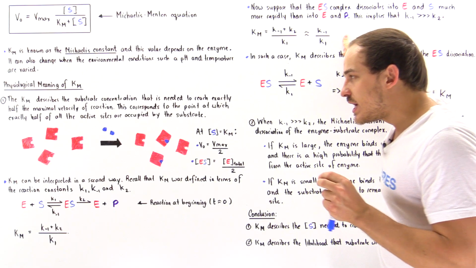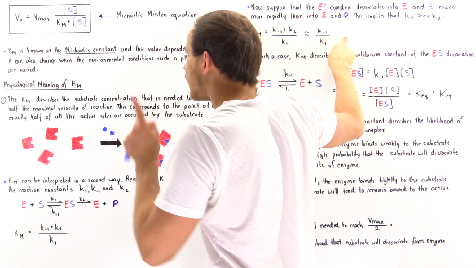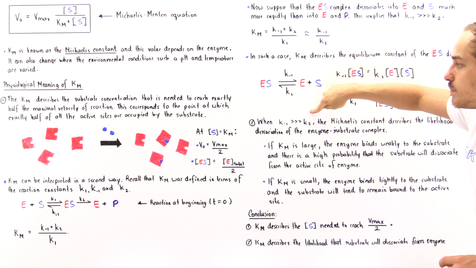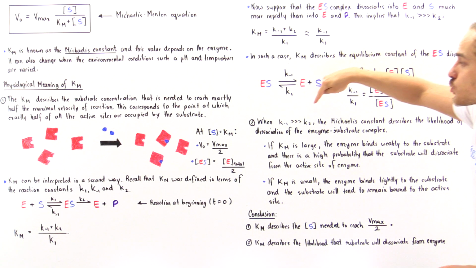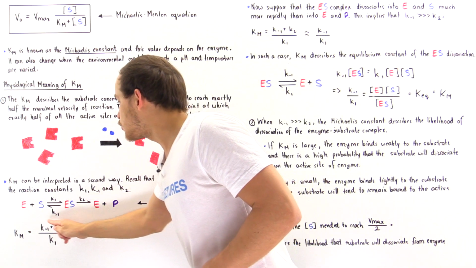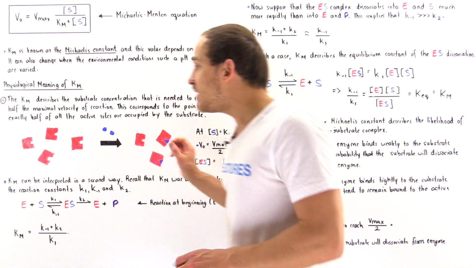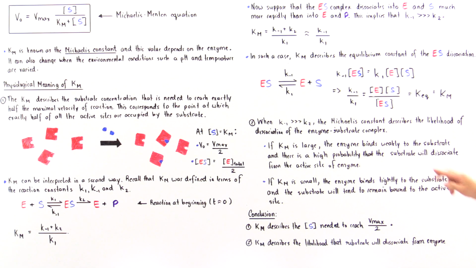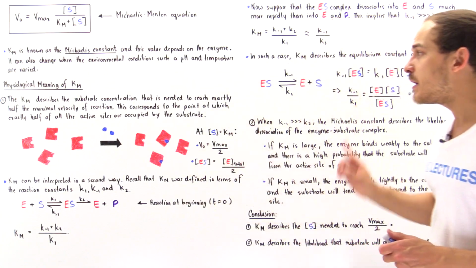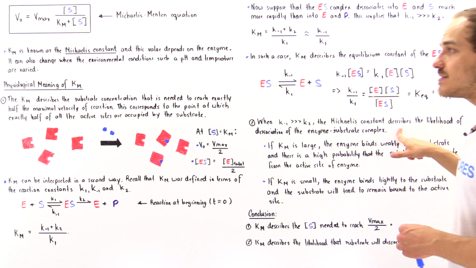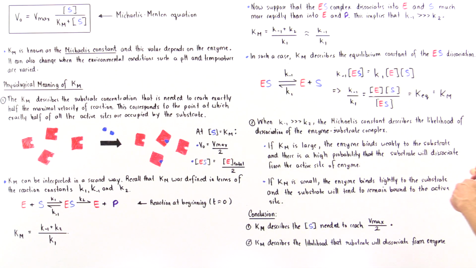So we conclude that the second meaning of the Michaelis constant, as long as we make the assumption that K minus 1 is much greater than K2, so this reaction is much quicker than this reaction, we basically see that the Michaelis constant describes the likelihood of the dissociation of the substrate from the active site of that enzyme. So we see that if the Km value is very large, then that means our numerator term in the ratio is much greater than our denominator term.